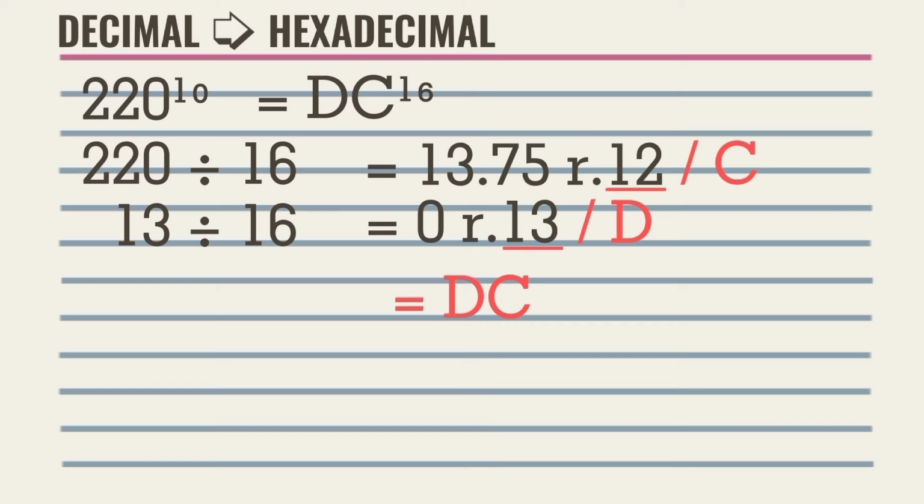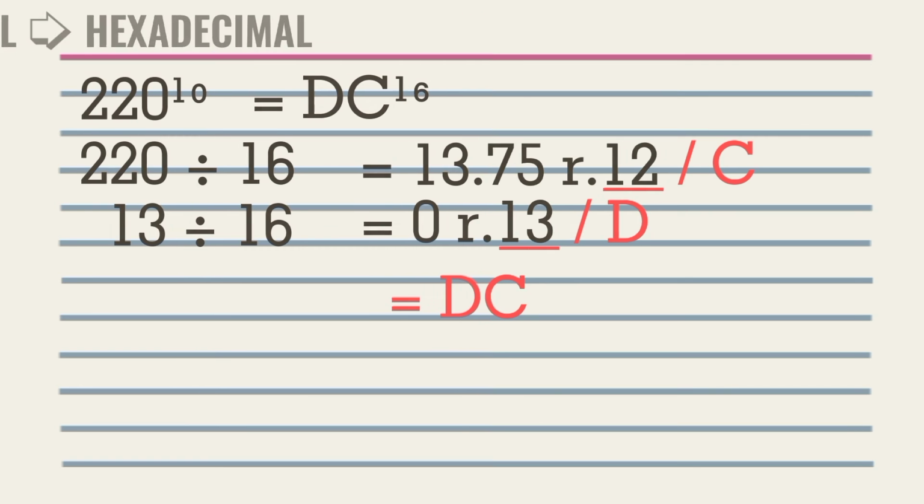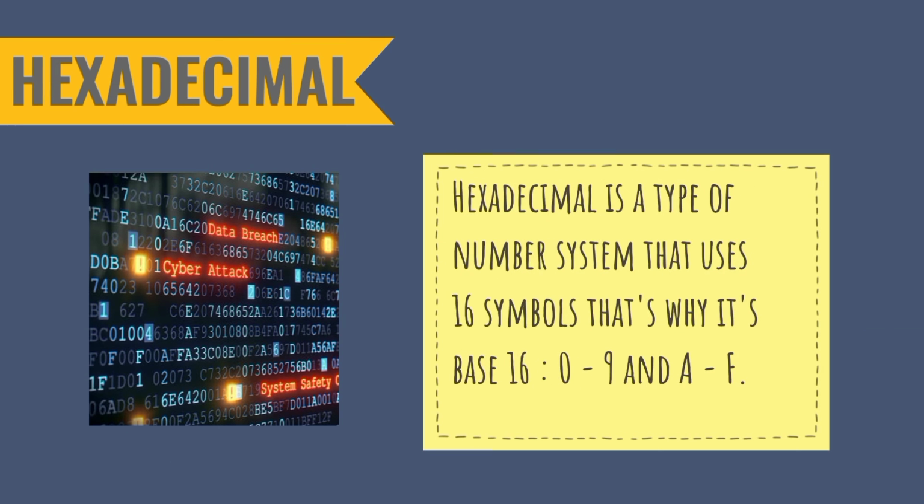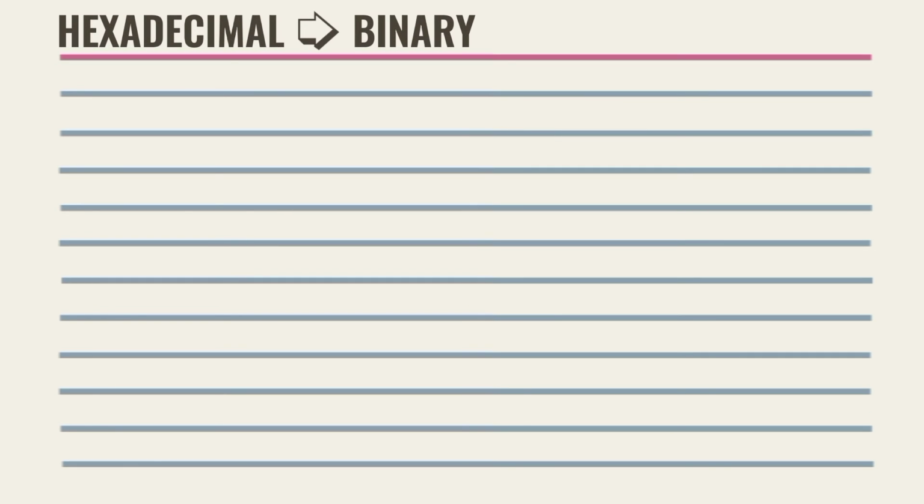Now, let's proceed to the last type of numeral system, hexadecimal. Hexadecimal is a type of numeral system that uses 16 symbols, and that's why it's base 16. The symbols used are 0 to 9 for ones and A to F for tens. 5E2 base 16 is an example of hexadecimal form. Now let's start converting. First is to convert hexadecimal to binary.